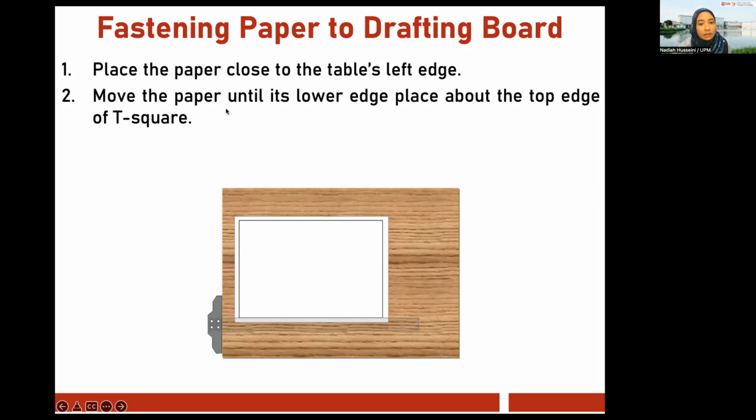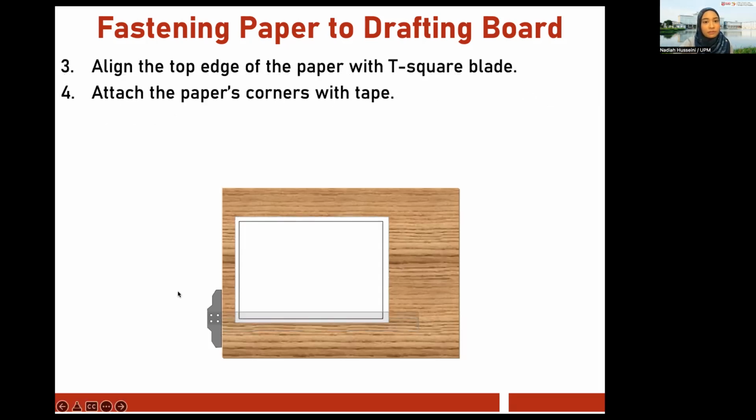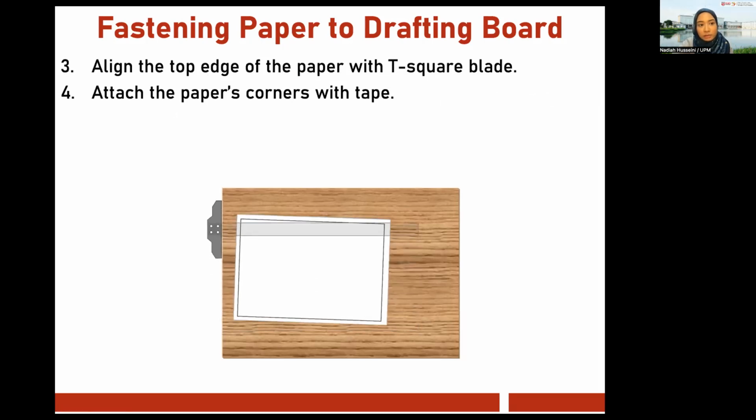Move the paper until its lower edge is placed about the top edge of the T-square. Now, what is a T-square? The T-square is actually this ruler over here. It's like a ruler, but you have this perpendicular thing with the ruler, and it looks like a T, right? So it's called a T-square. So we have a drafting board and also a T-square. This is common. When you have a drafting board, you will always have the T-square. You buy it together. Okay, moving on. Because having a drafting board without the T-square is quite useless.